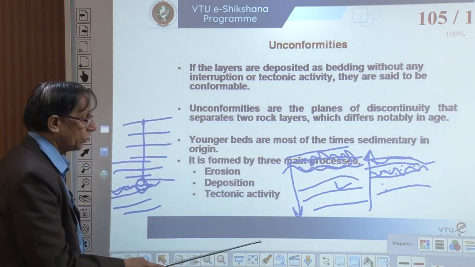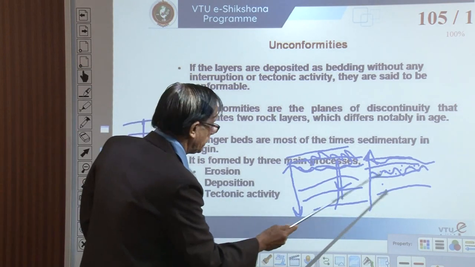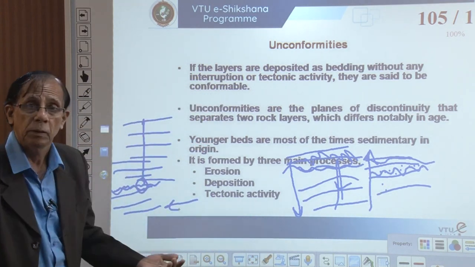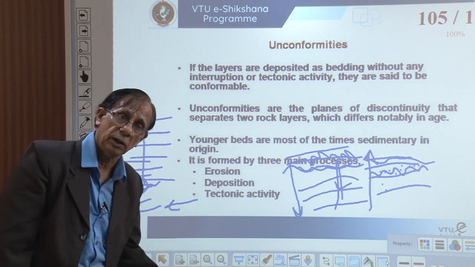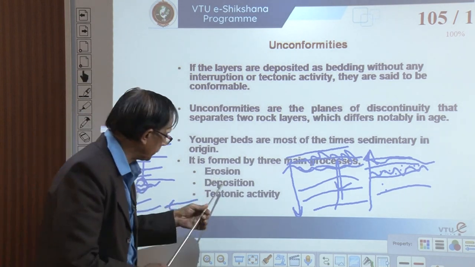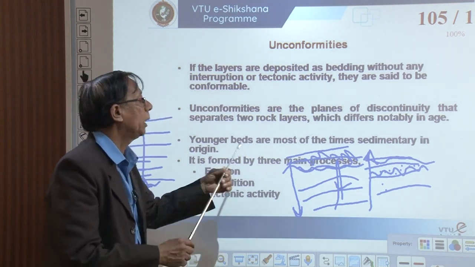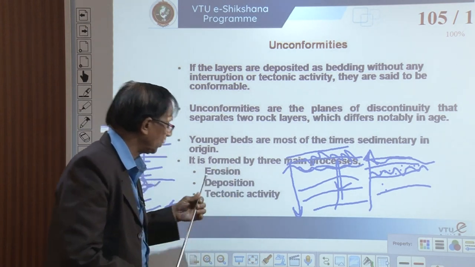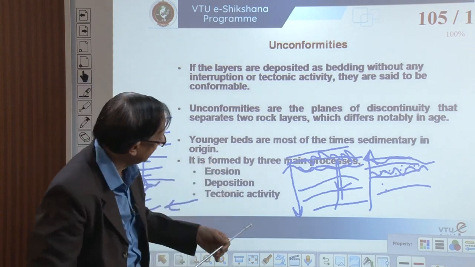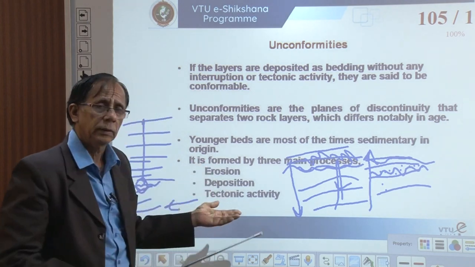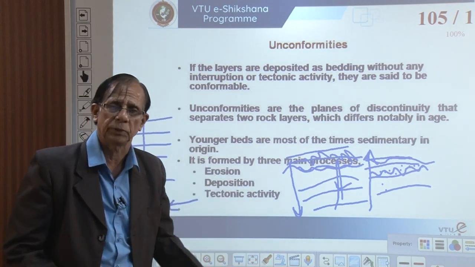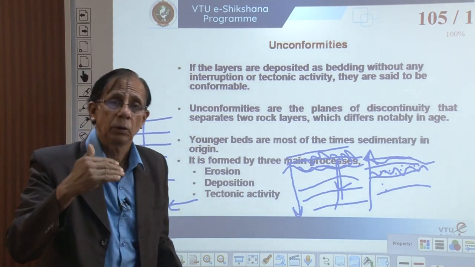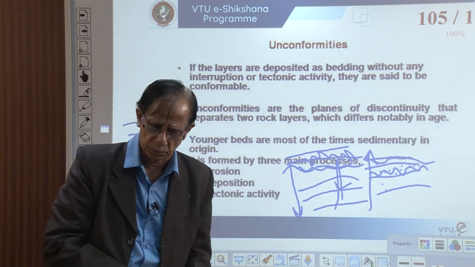Tectonic activity is responsible for uplift or subsidence. So, what are the factors required? There should be a deposition. There should be uplift or subsidence, and for that to happen, tectonic activity is required. Once again, there should be erosion. Then, once again, there should be deposition. These are the activities required for the formation of unconformity.